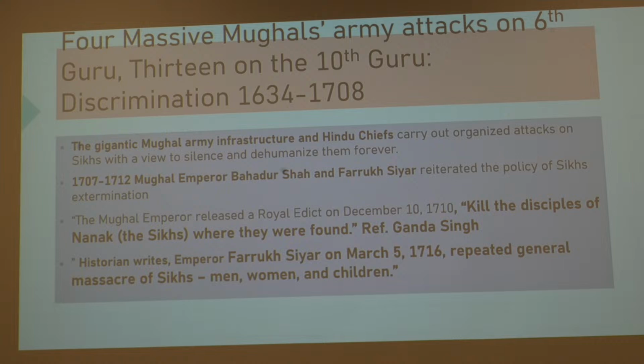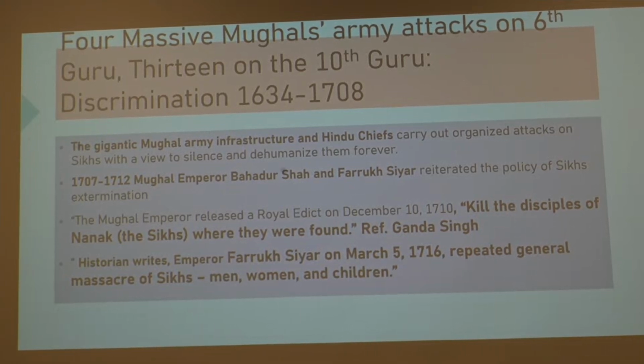Four massive Mughal army attacks on the 6th Guru, 13 on the 10th Guru. It's a discrimination. The gigantic Mughal army infrastructure and Hindu chiefs carried out these attacks. And Mughal Emperor Bahadur Shah issued a royal edict, a command, to kill the disciples of Nanak wherever they were found. These orders are from Persian resources. Historians write that Emperor Farrukhsiyar repeated the same.